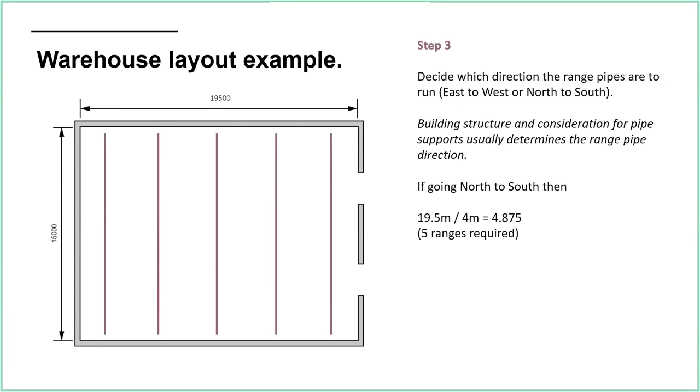So we've got 19.5 meters going from side to side. So we divide that by 4, because 4 is the maximum spacing. And we get the answer 4.875. So we need to round that up to the nearest whole number. So we get 5. So at this point, we're saying, right, there's going to be 5 ranges going from east to west here.